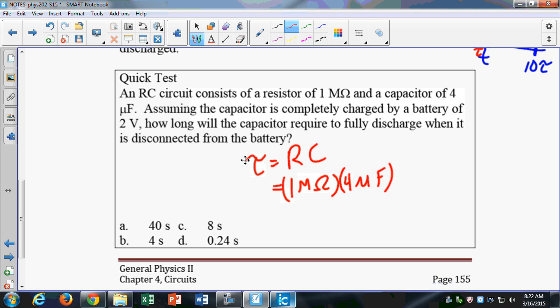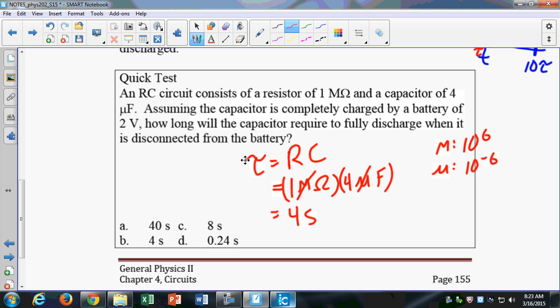Often in RC circuits, you'll have a really big resistor which limits the current, and then a really small capacitor. So get used to these. Mega is 10 to the 6. Micro is 10 to the minus 6. These cancel out, 10 to the 6 times 10 to the minus 6. So this is just equal to 4 seconds. And so the total time required then is what? 40, right. So it takes 10 tau. So it's not 4, but it's 40.